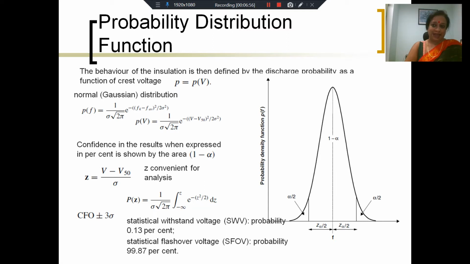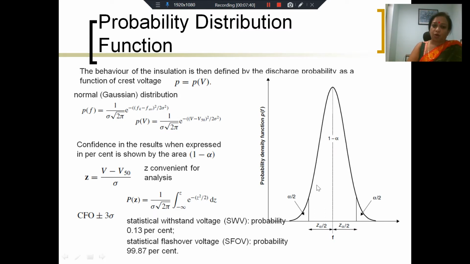Now what I can say is that, let's say this z equal to 0 corresponds to 30 kV per centimeter. So 30 kV per centimeter is most likely, but I do not have any kind of guarantee. But I can say that I have a certain confidence. I can say with 1 minus alpha confidence that breakdown will happen within these limits. So therefore, I am more interested in the confidence interval. Maybe this confidence interval is something like 95% or something.